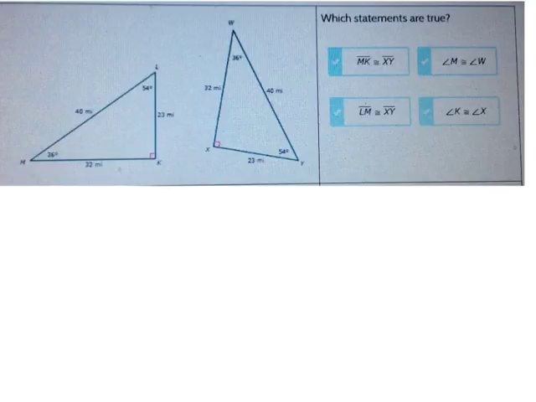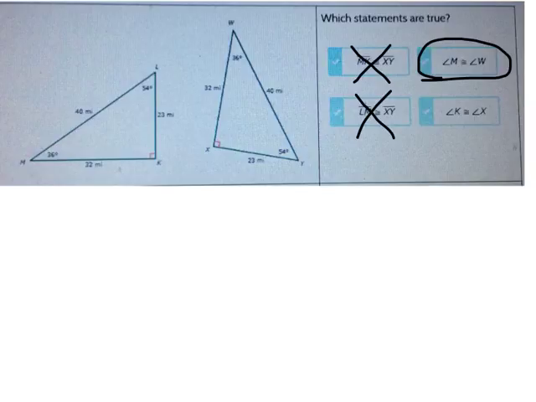Is MK congruent to XY? No. They are not the same. They are not corresponding sides. Is angle M congruent to angle W? Yes. They are corresponding angles and they are congruent. They have the same measure. Is LM congruent to XY? No, those are not corresponding sides. Is angle K congruent to angle X? Yes, they both represent the right angle in the triangle.